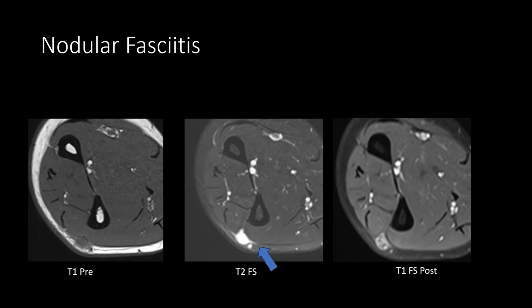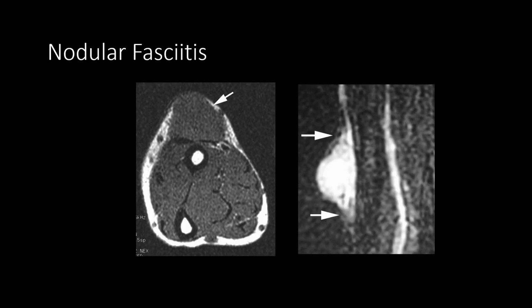You can get a sense of a nodular fasciitis because it does, again, demonstrate that fibrous tail along the fascia. You can see that a little bit here on the post-contrast imaging as well. So this one, I think we have a decent chance of making the diagnosis.